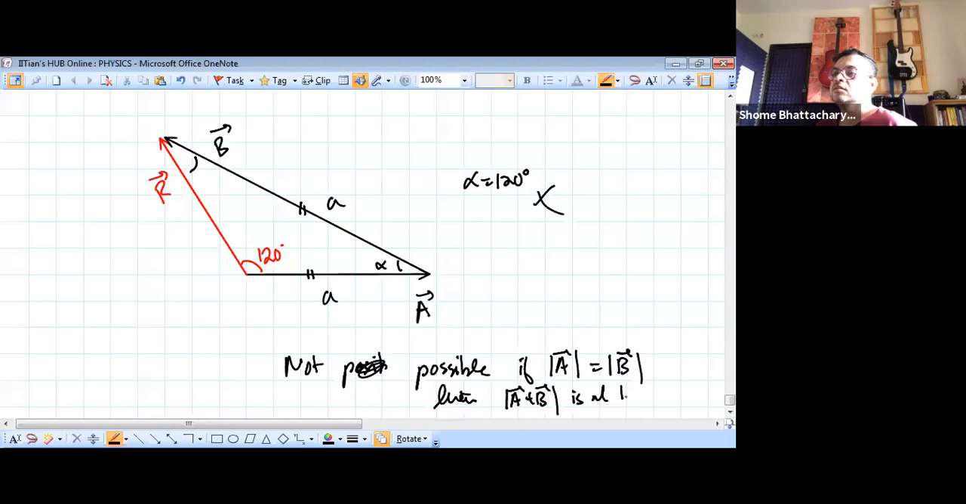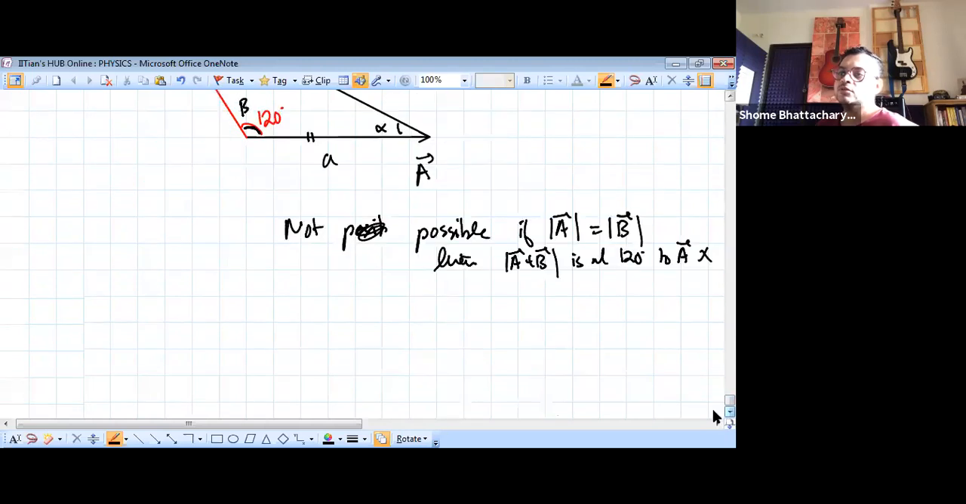E plus B is at 120 degrees to A. This is not possible. Now let's understand why. See, these two sides are equal, so this angle should be equal to this angle. Let's say this is beta. So beta should be equal to alpha, these two angles. But if beta is 120, as given to us, then alpha is also 120, and that's not possible, because the sum of these two angles is already 240. So this case is not possible.